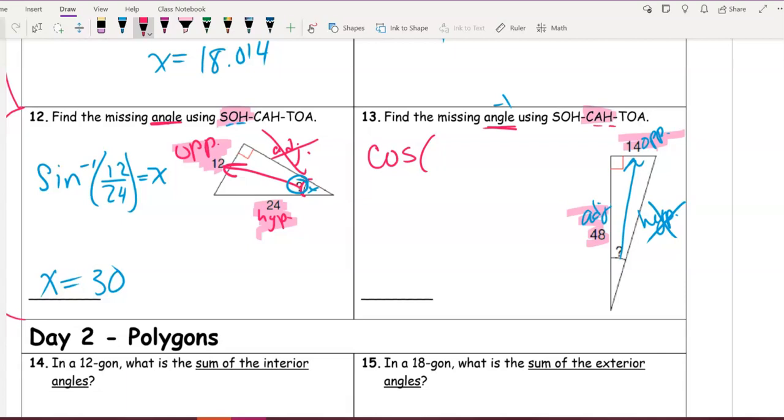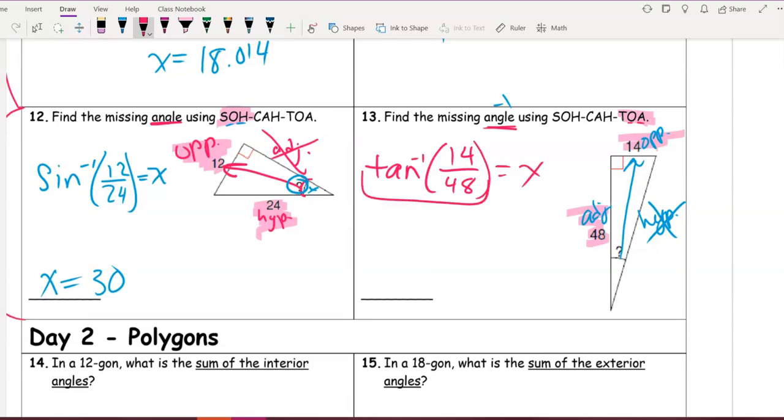Oh, that's, again, I'm messing up on this stuff. It's not cosine. I'm obviously really tired, guys, so I'm sorry. Tangent is opposite and adjacent. So we're going to say tangent opposite over adjacent. So 14 over 48. Oh, and this is the inverse, equals x. Type this in the calculator, and we'll get x equals 9.04.